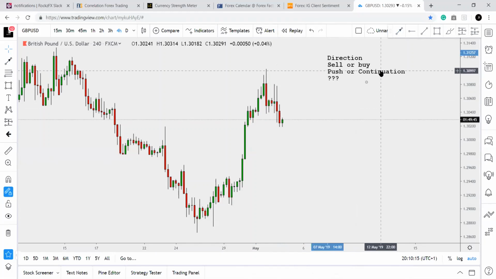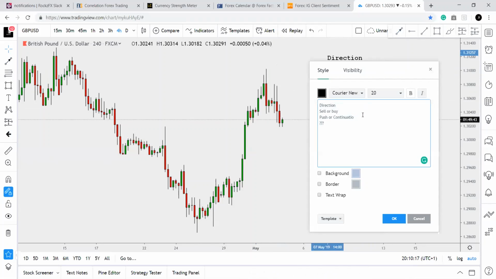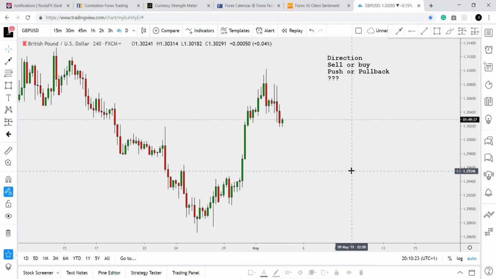I'm sorry, push. Is it continuation? No, let me not confuse you. Push or pullback, yeah. So what phase is this market in at the moment? A push or a pullback? I see some weakness, so I'm thinking maybe it's pulling back now for a double top or so.